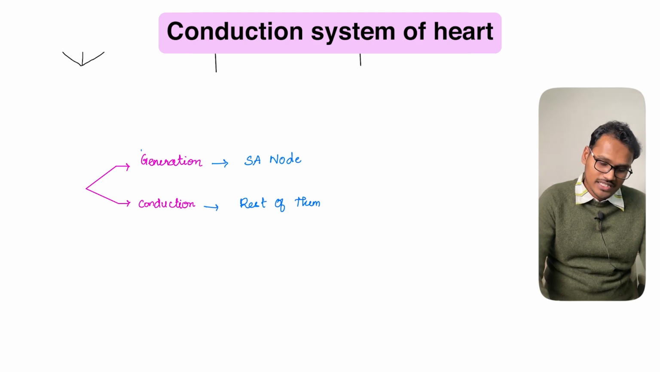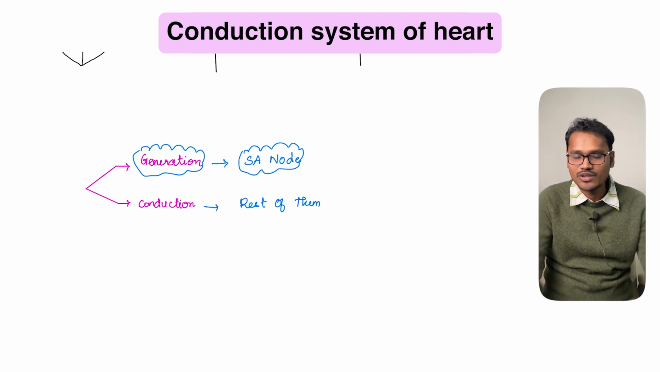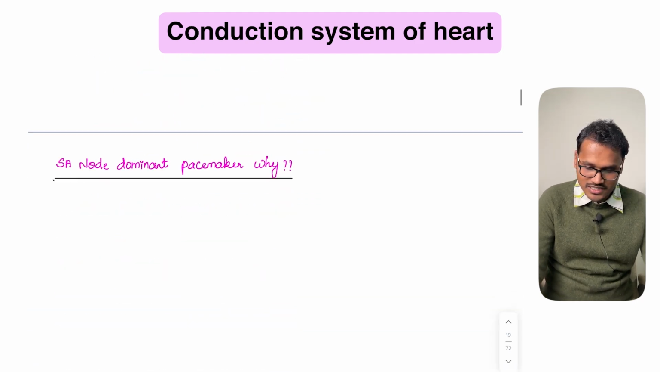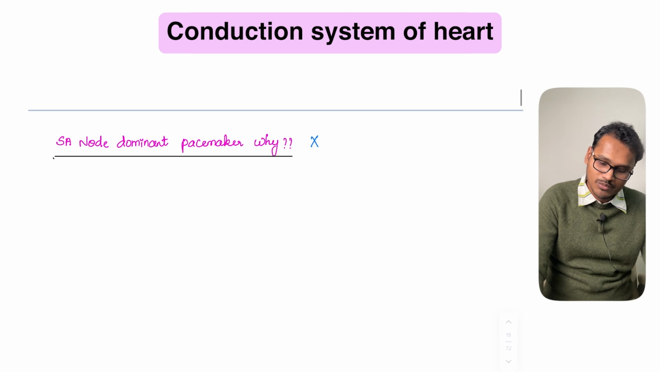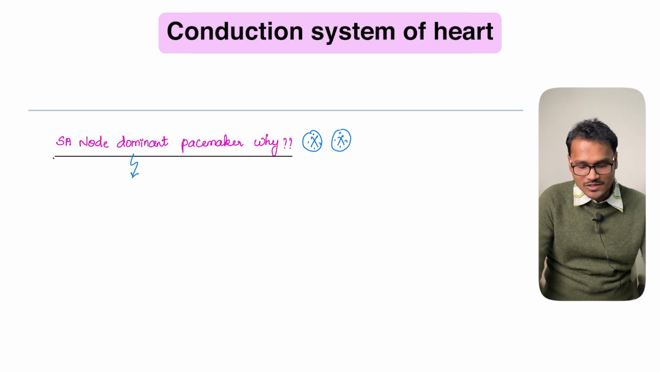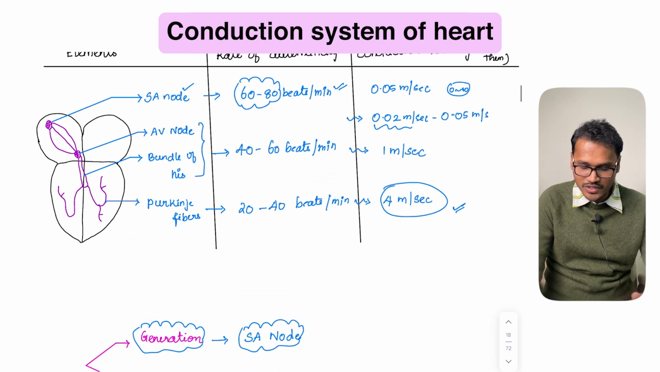So now we will understand why this generation is done by the SA node and why the SA node is so superior, or we can call it the dominant pacemaker. Let's try to understand. This is one of the most important concepts as far as this chapter is concerned. So the SA node is the dominant pacemaker. As you can see here, if you go through it, you can find the answer here itself.